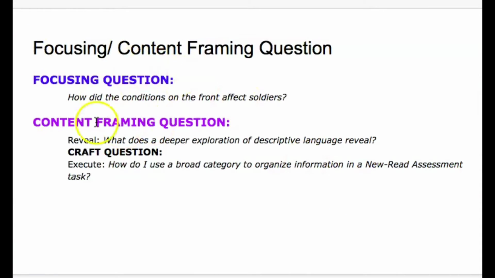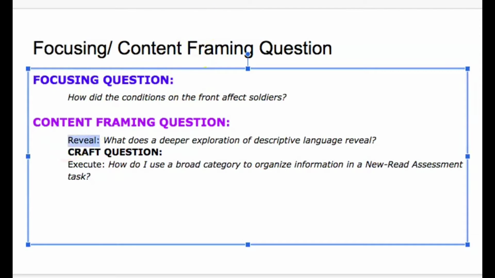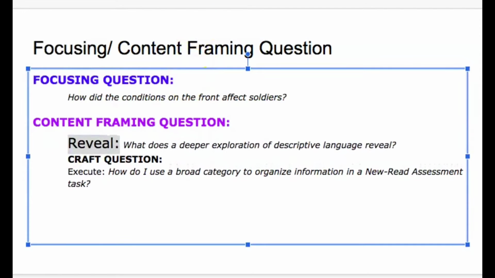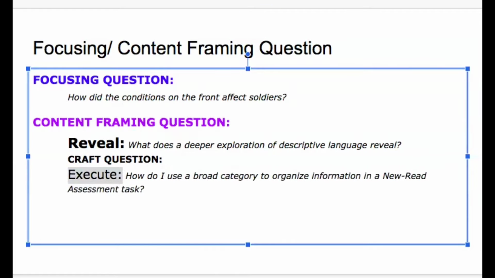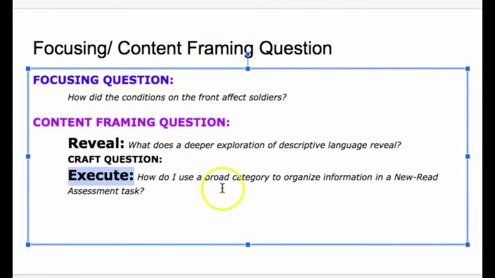Moving on, our content framing question for this lesson in our reveal stage is, what does a deeper exploration of descriptive language reveal? Our craft question in our execute stage is, how do I use a broad category to organize information?